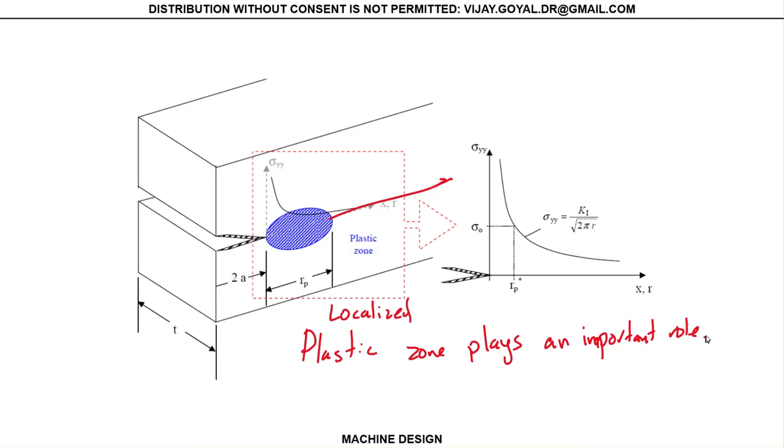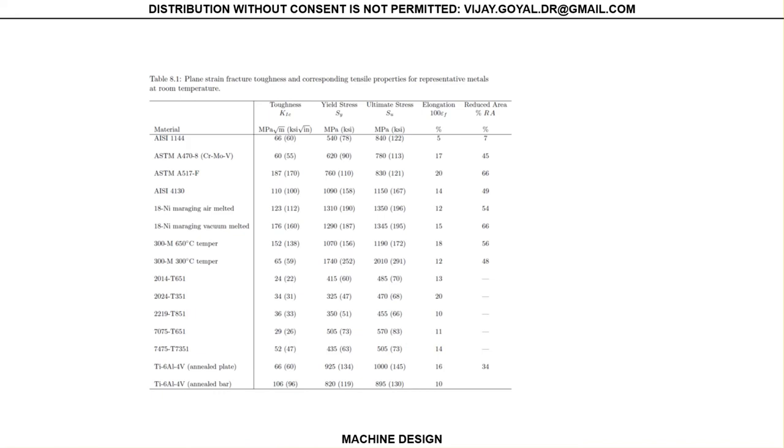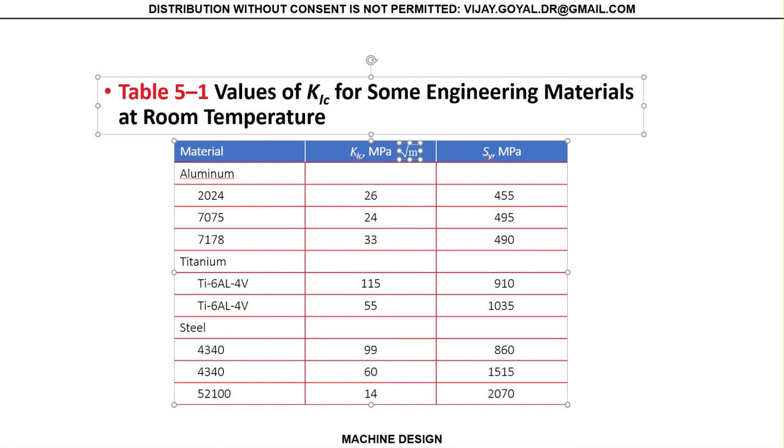Okay, so let's see. What I told you is this is the capacity of my material. This is how much my limiting value is. So this limiting value has to come from testing. Okay, and there's a table in your textbook. Let me find the table number for you. So this is Table 5.1 of your textbook. And this is mode 1 fracture toughness.